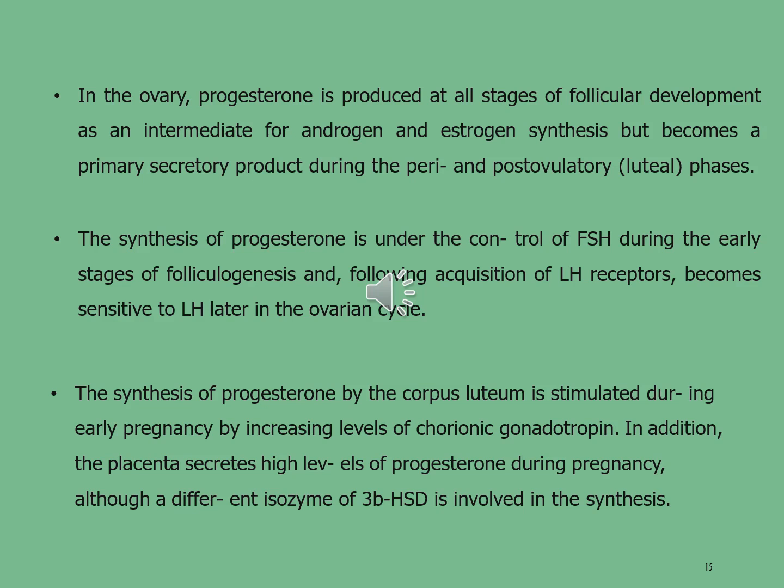The synthesis of progesterone by the corpus luteum is stimulated during early pregnancy by increasing levels of chorionic gonadotropin. In addition, the placenta secretes high levels of progesterone during pregnancy, although a different isozyme of 3-BHSD is involved in this synthesis.